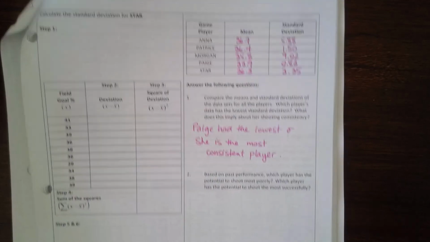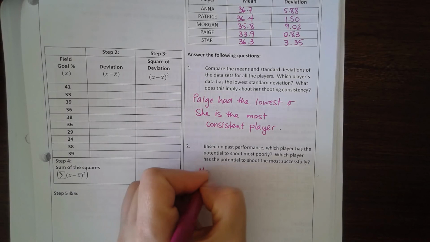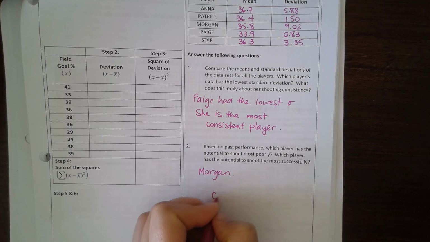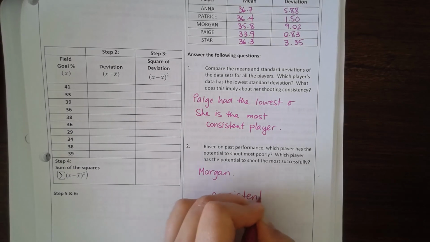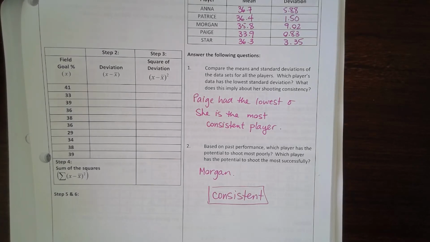Okay? So based on past performance, which player has the potential to shoot the most poorly? Well, Morgan has the potential to shoot the most poorly, but she also has the potential to shoot the most successfully, right? Because she's got those really low scores on some games and some really high percentages on other games. So Morgan is the least consistent, right? And this is just speaking to this idea of consistency. Standard deviation tells us how consistent our data is, which can be a really good measure.